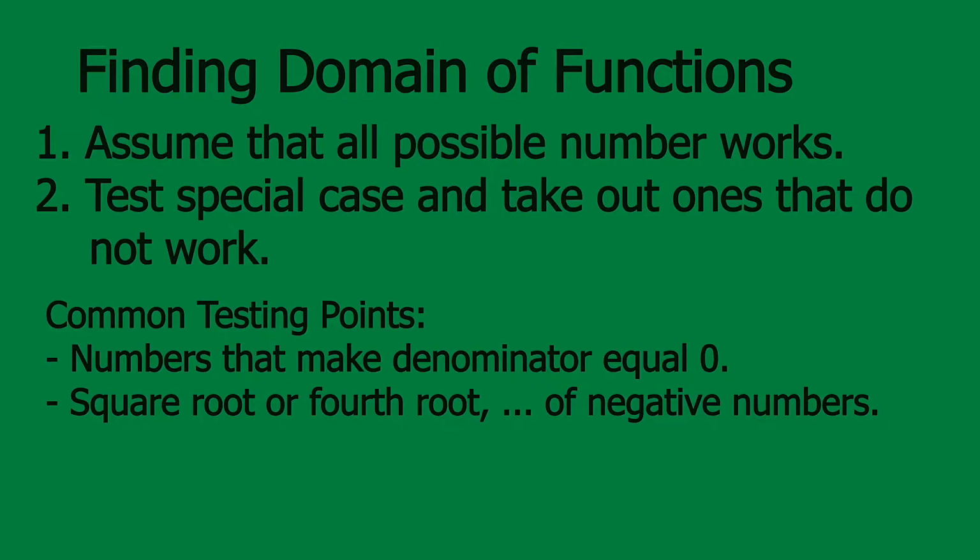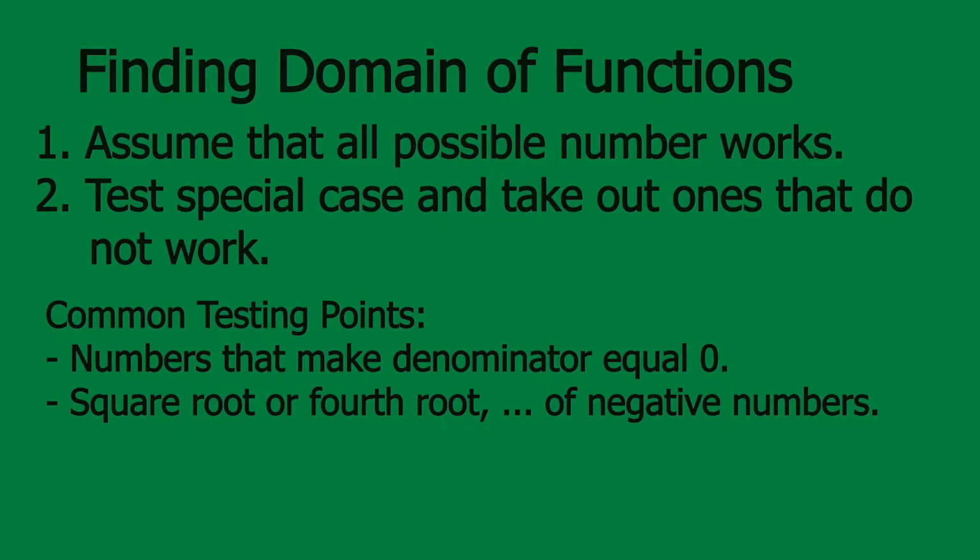Domain is all possible inputs. So in this situation, you're trying to find all the possible numbers that if you put it into the function, it still works. It's not going to result in any error or undefined situation. So in order to actually find the domain of functions, you're going to do the opposite. You're first going to assume every single number works, all of them. Then at that point, you're going to start picking special cases. Numbers that you feel like might not necessarily work and start testing them out. And if it doesn't work, then you start taking them out.